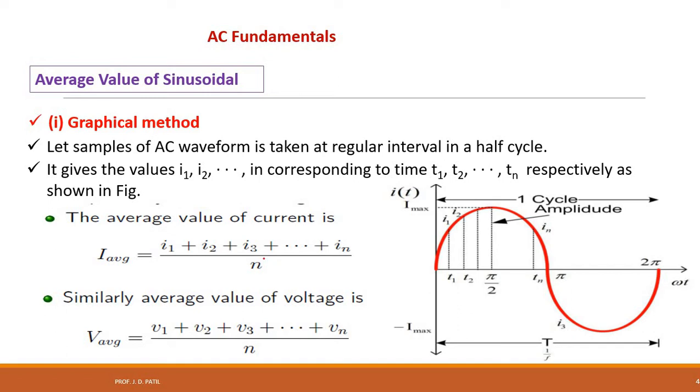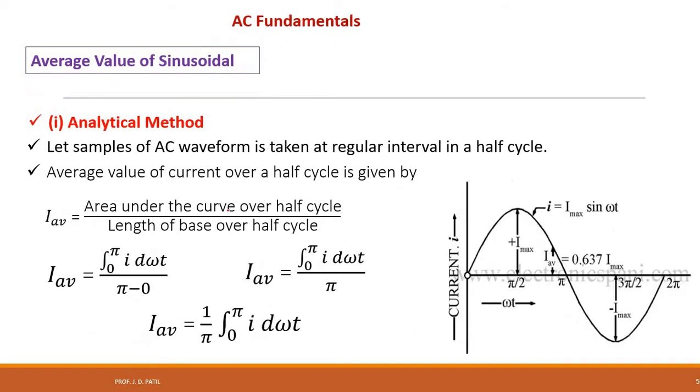by dividing by the number of values we have chosen. Here it is n values we have chosen, so we have to divide by n. Similarly for V average, V1 plus V2 plus V3 up to Vn divided by n. So this is the equation for calculating the average value by the graphical method.